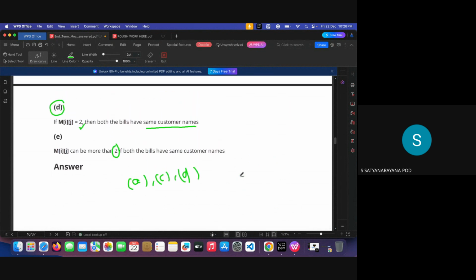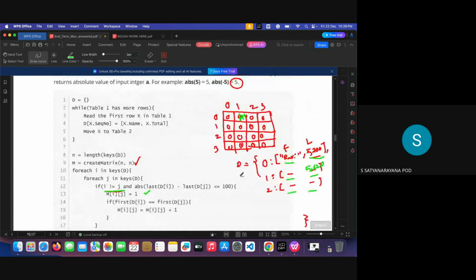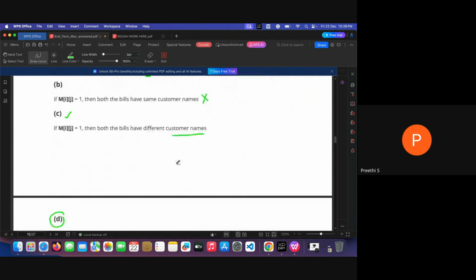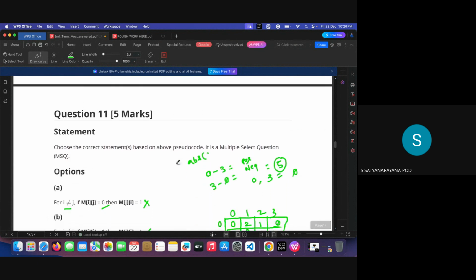See, it is very clear. We are taking only the absolute value. Absolute means even if A is bigger or B is bigger, we are taking only the absolute value. But the difference has to be less than or equal to 100, otherwise it would not agree with that. Based on it only, we are fixing 1 or 0.